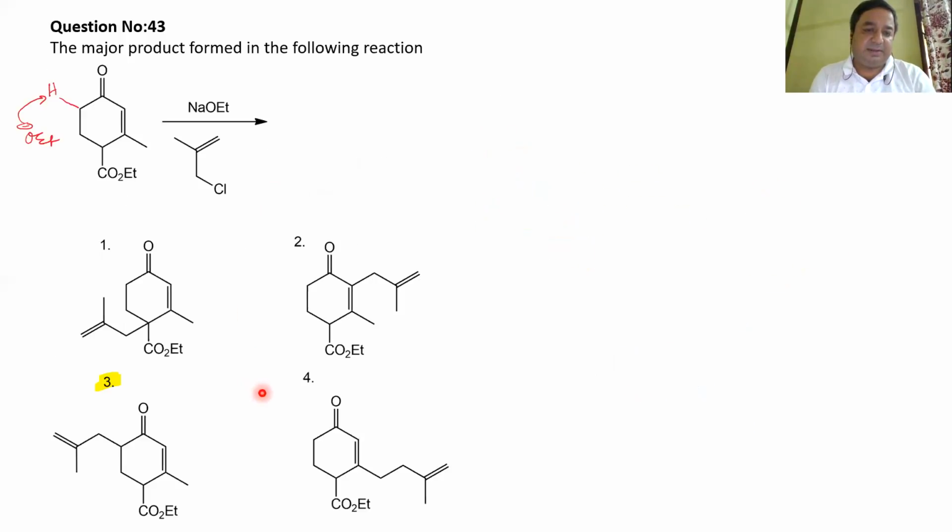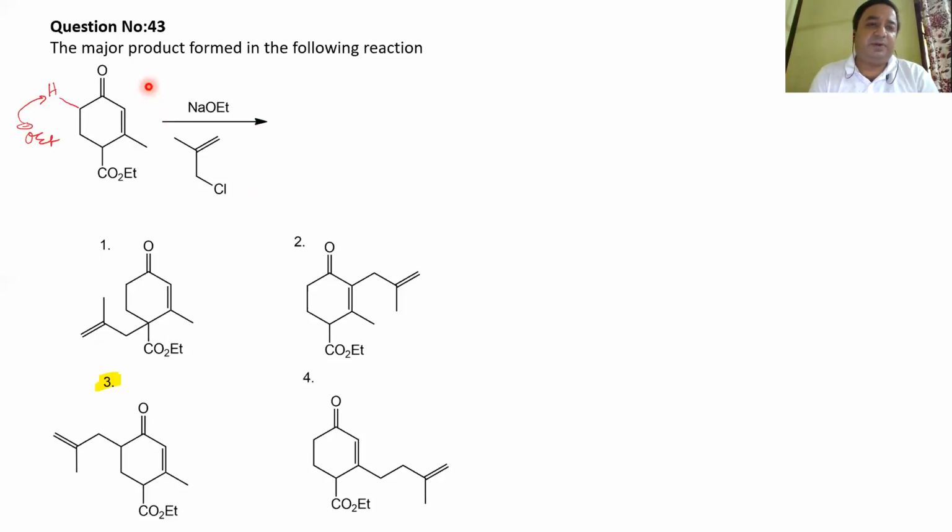Over here, I'm not really agreeing with the answer that is being given. I still have reservations over it. For the major product formed in the following reaction, I think in the answer key sheet they have given 2 as the answer, but I think it is not correct.